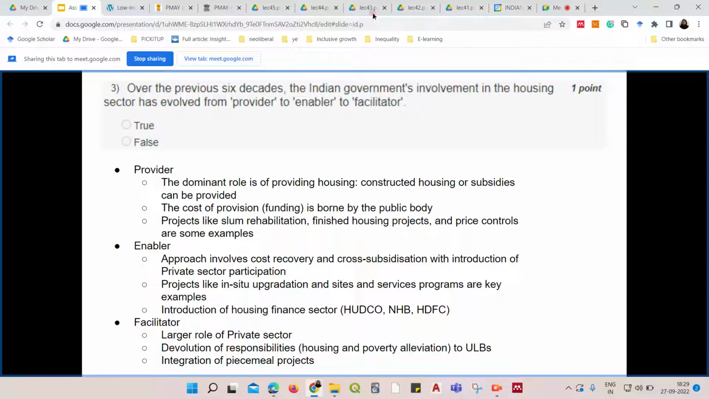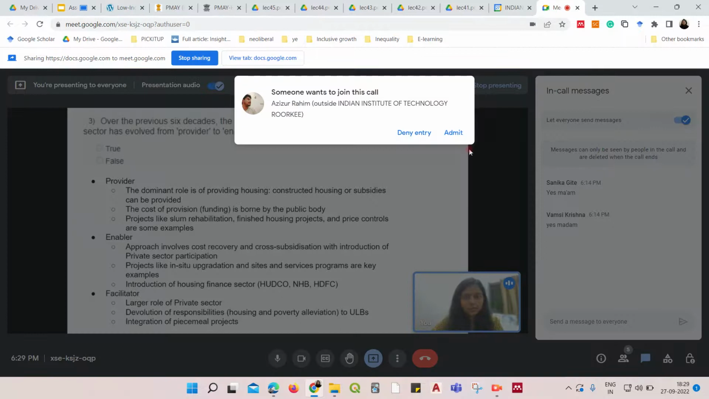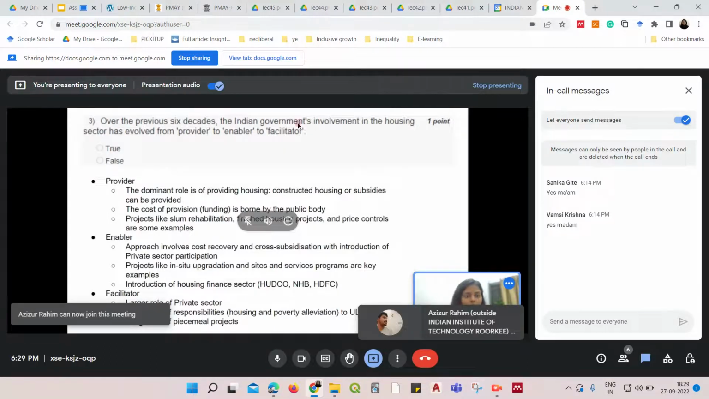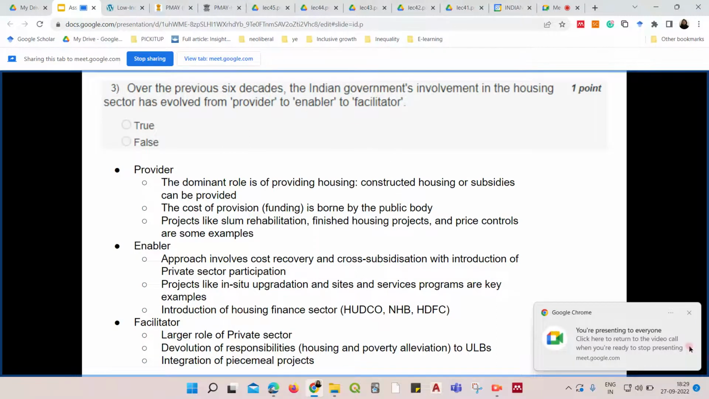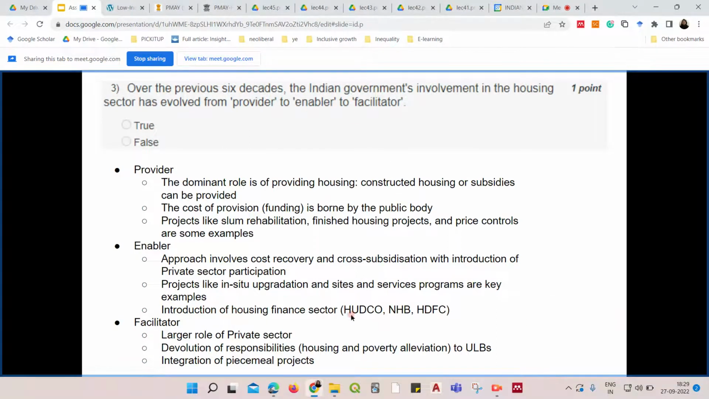So even the low income and economically weaker section. Okay, so that is the role of enabler.